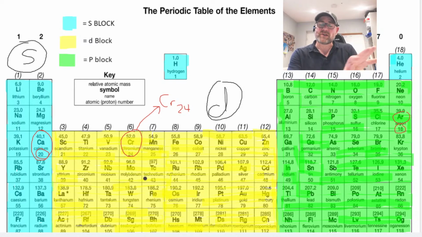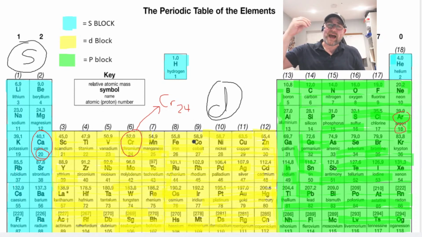Anything that is in this yellow section of the periodic table is known as the D block. Its outer electrons, its last couple of electrons, are in the D subshell. And then if you're in this section, one of the non-metals or some of the metals there, then your outer electrons are in the P block. So they're in a P subshell, like 2P, 3P, etc.